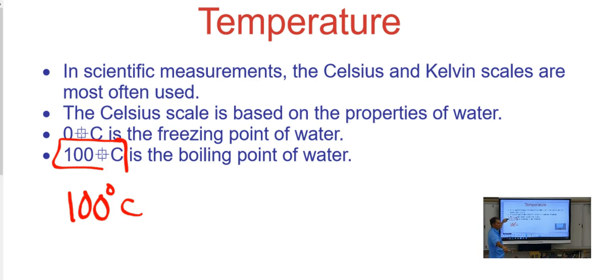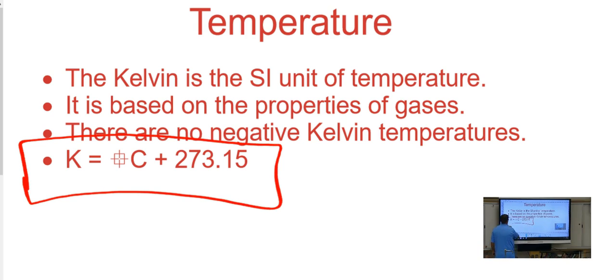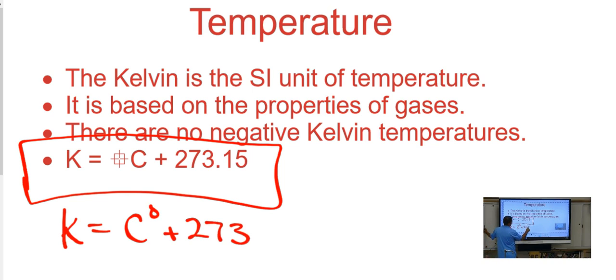All right. Celsius is based on the properties of water, where 0 is where it freezes and 100 is where it boils. Kelvin, which is what we are going to use, you should get good at this. Just a number you should memorize. You don't need to worry about the 0.15, but you should memorize this. The Kelvin scale is the SI unit of temperature. It's based on the properties of gases. It relates to Celsius. Kelvin is equal to Celsius degrees plus 273.